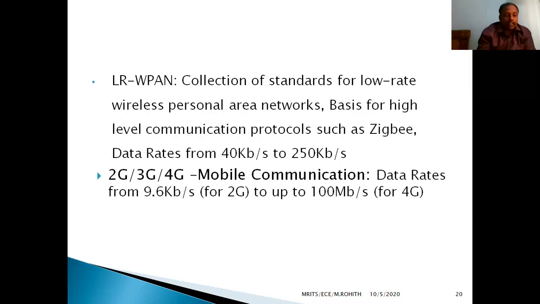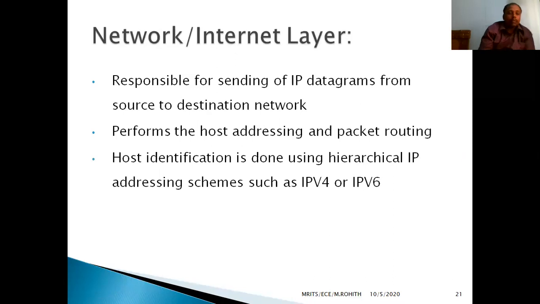You can observe here the other protocols in the link layer, which is LR-WPN, the low rate wireless personal area network. This is mostly not for connecting to the internet, but with the help of it, in a small area, you can get connected to one particular network. And next, most of you usually use mobile data, 3G, 4G. This is also one of the link layer protocols, mobile data communication. So that is about the link layer.